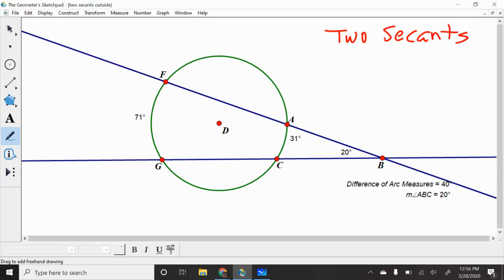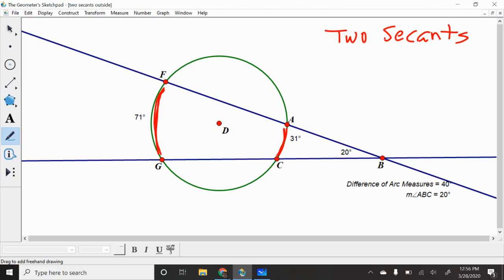So here we have a case of two secants. This is the reason why I didn't call the arcs major arc and minor arc, because as you can see in this case, right over here, this is a minor arc. And right over here, this is also a minor arc.